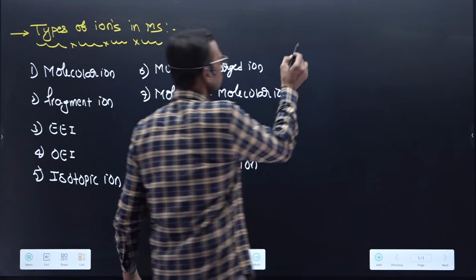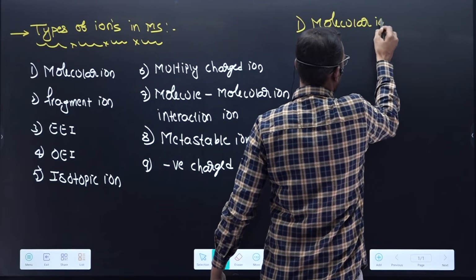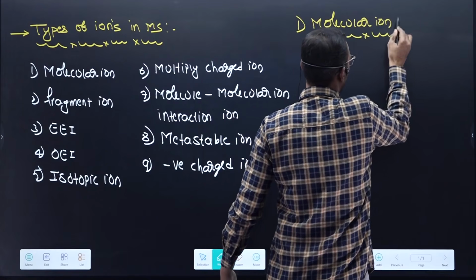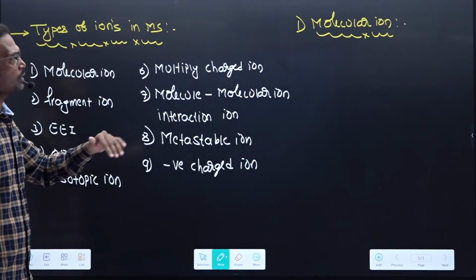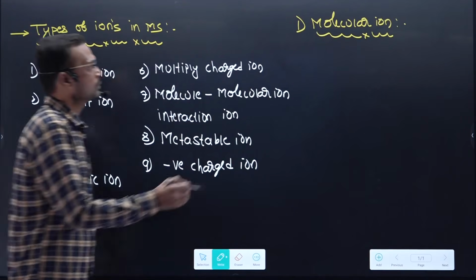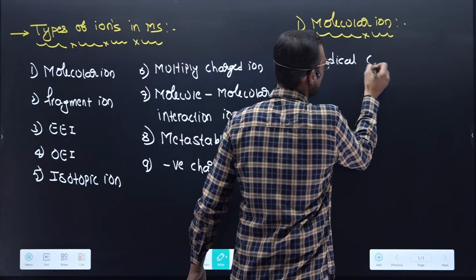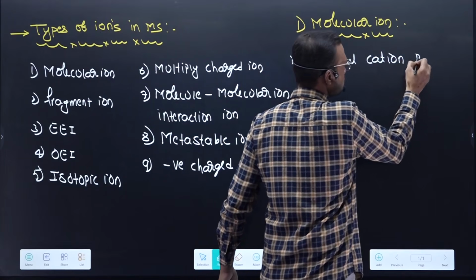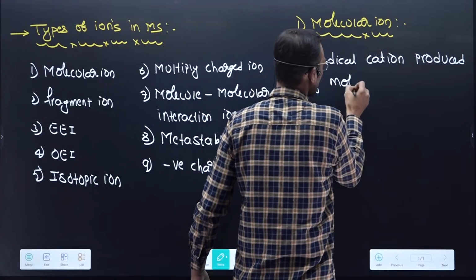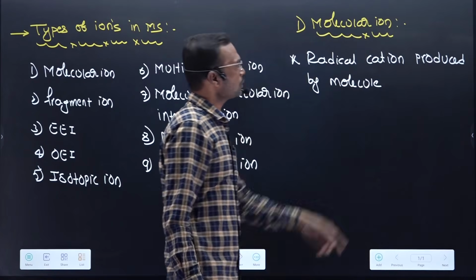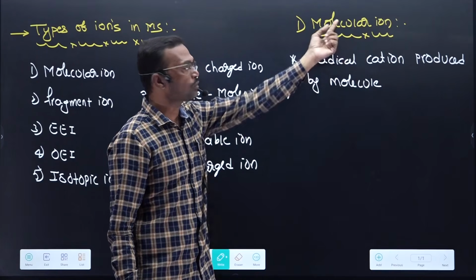Okay. So first one, molecular ion. So what is a molecular ion and how is a molecular ion developed? What is the use of molecular ion? So what is molecular ion? See, it is a radical cation which is produced by a molecule. By ejecting one electron from the molecule, you will get a radical cation that is called molecular ion.